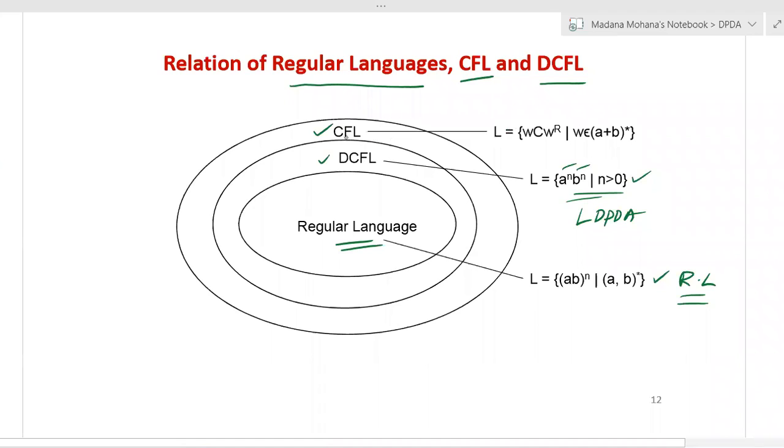Whereas the other language, normal context-free language, w c w^R. For this, we obtained a DPDA. Now you can take any string from this. If it is accepted by this DPDA, then this is also a DCFL. If it is not accepted, then that is a normal context-free language, but not a deterministic context-free language. So this is one example. Now this is the relationship diagram of regular languages, context-free languages, and deterministic context-free languages.